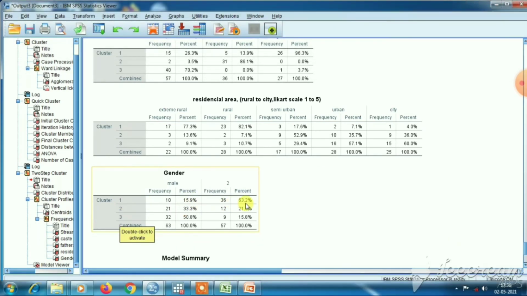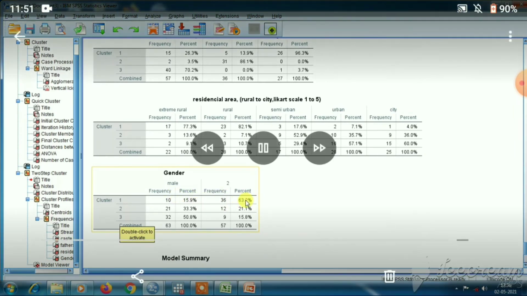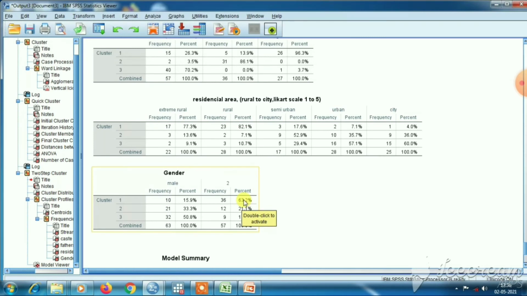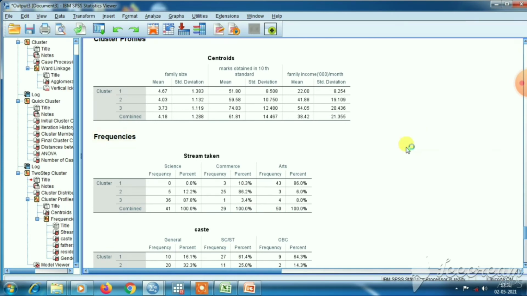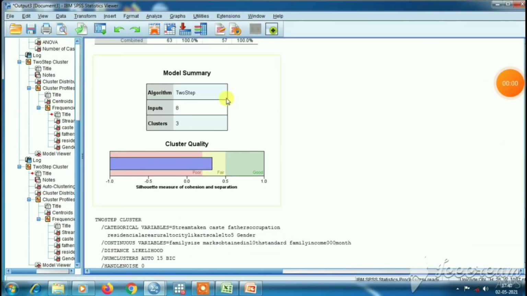Similarly, in cluster 1 mainly the female percentage is there, 63% mainly female, and they are opting for arts. Okay, and their parents are mainly in the agriculture sector. So in this way we can analyze with respect to the different variables. Now coming to the model summary.